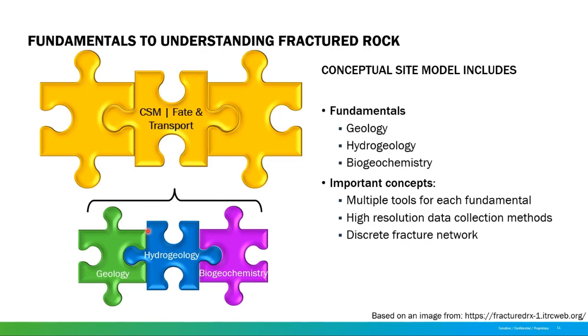A few important concepts that we'll go through today. You'll notice that we use multiple tools for each fundamental. You'll notice that we talk a lot about high resolution data collection methods, and we talk a lot about discrete fracture network models. So that's where you don't think about the rock block itself, you think about the discrete fracture where groundwater is flowing, and that's what you're mostly trying to characterize. You've got to understand the effects of matrix diffusion and the effects of primary porosity, but really honing in on the discrete fracture and where that groundwater is flowing is what we're going to talk about.